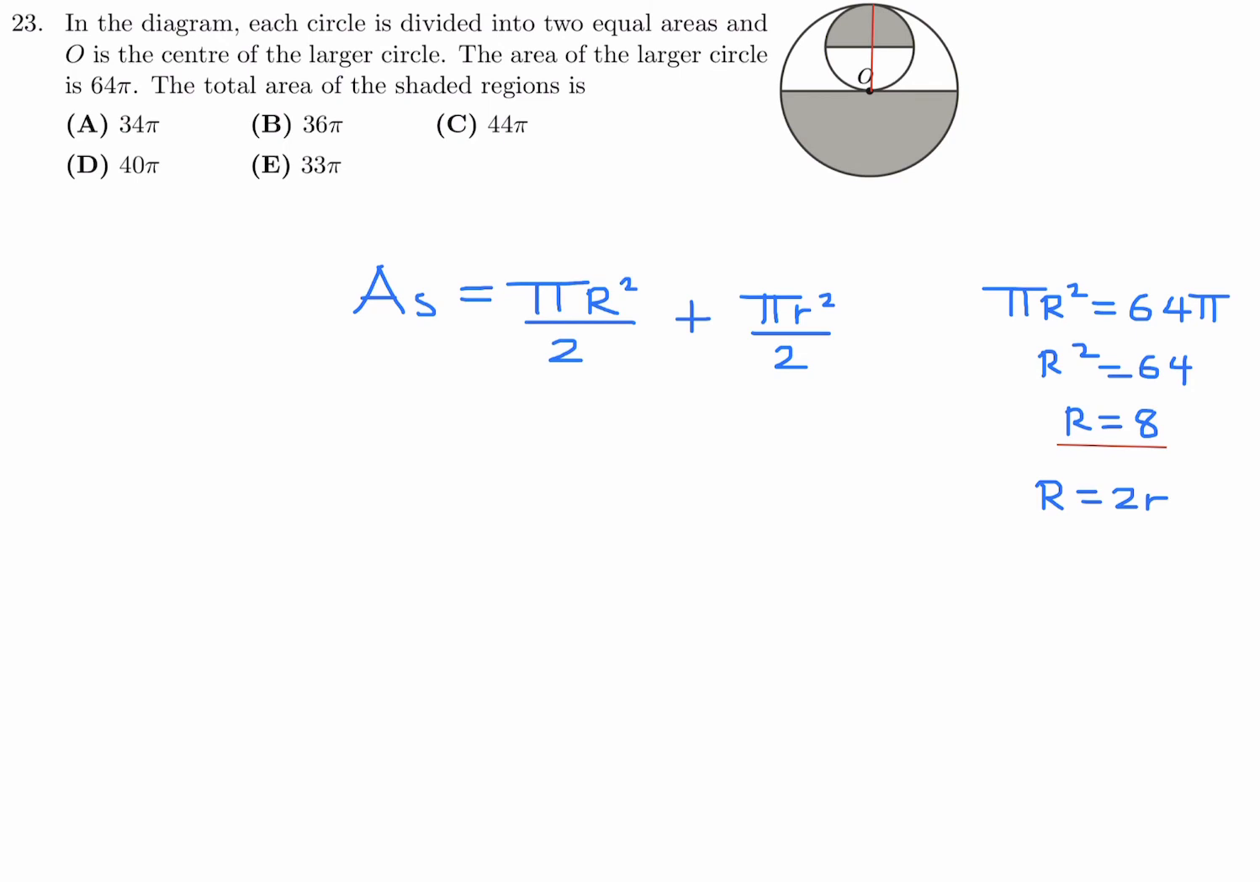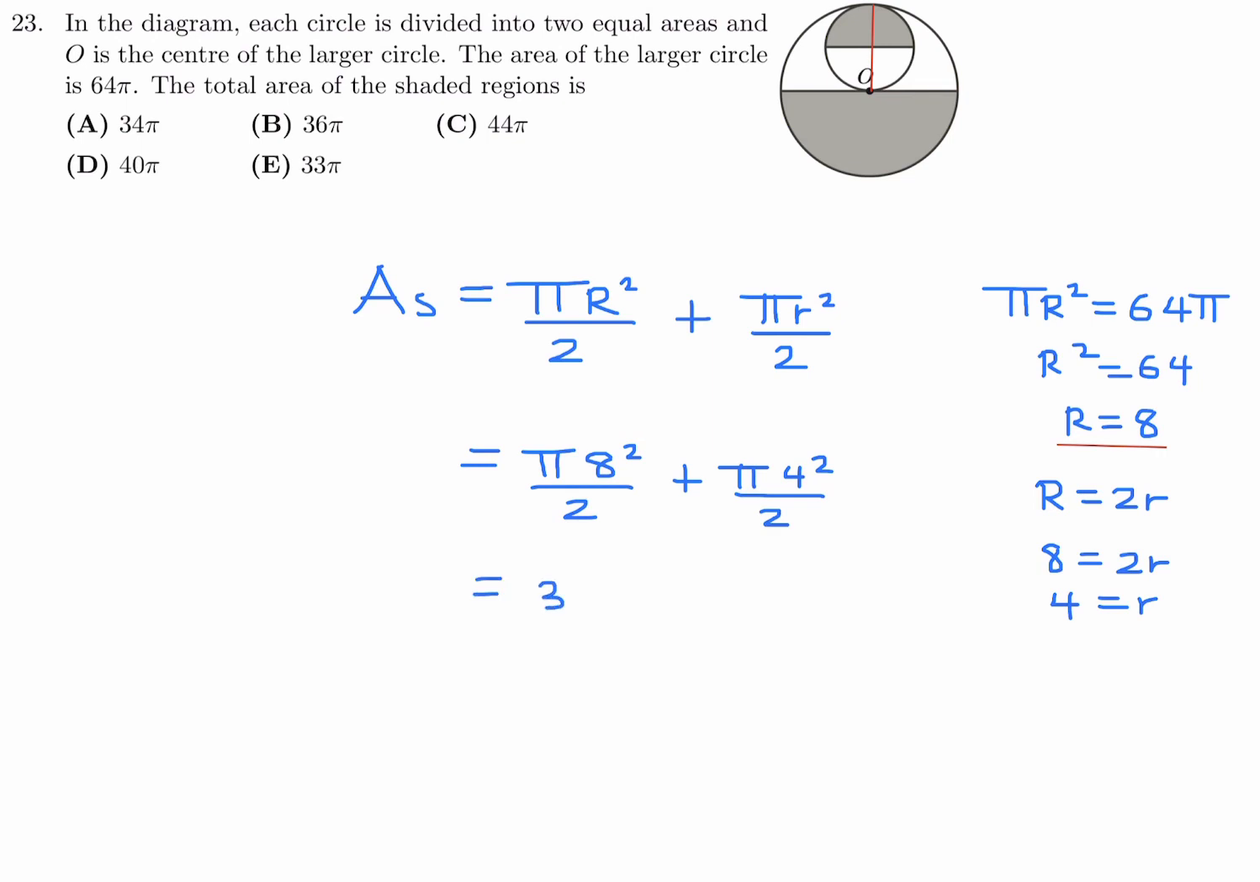Because that red line I just drew represents the radius of the large circle, but it represents the diameter of the small circle. So that's why we get this relationship. And we know that big R is 8, so that means small r is equal to 4. So going back to our formula, we've got pi big R squared over 2, which is 8 squared over 2, plus pi small r squared over 2, which is 4 squared over 2.